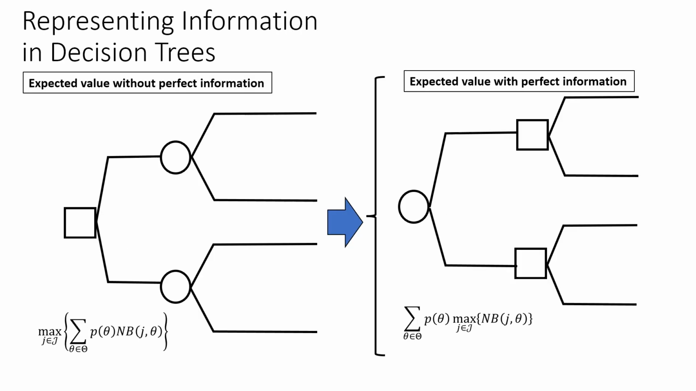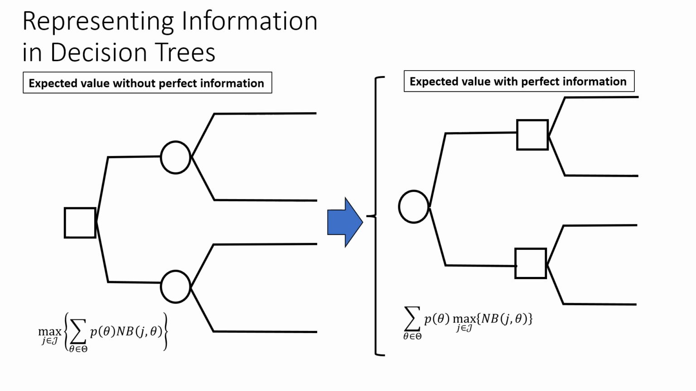So just to recall and explain that in a little bit more depth, we can define a choice over risky alternatives as a decision tree on our left-hand side, where we have the expected value without perfect information. In this case, you're just starting out at your decision node, represented by the square, and you're choosing which arm to go down, which maximizes your net benefits.